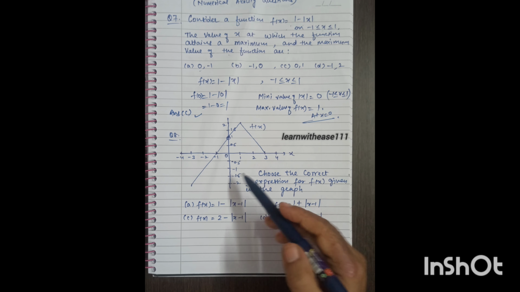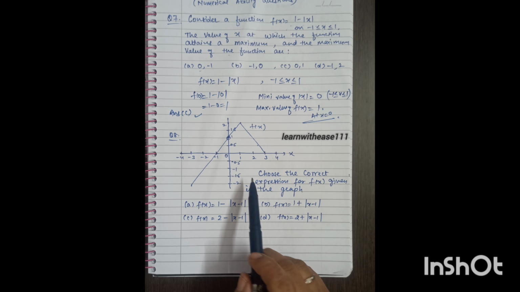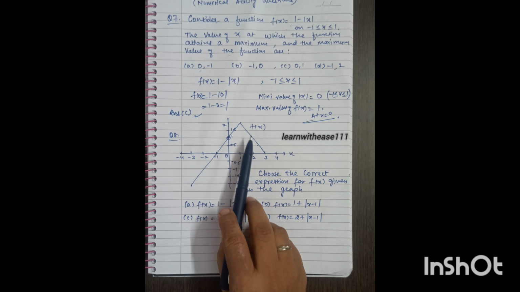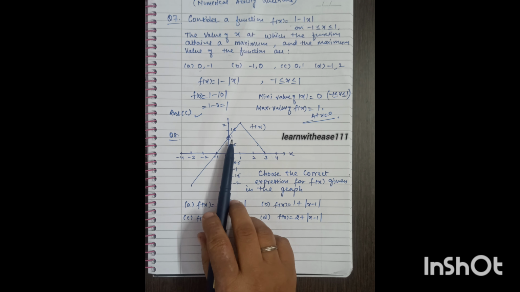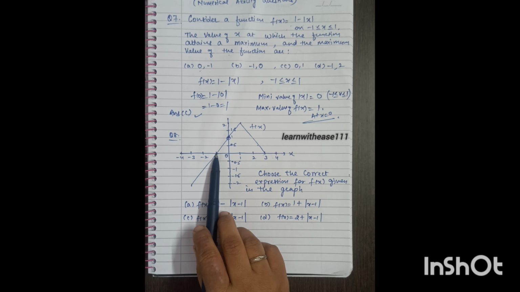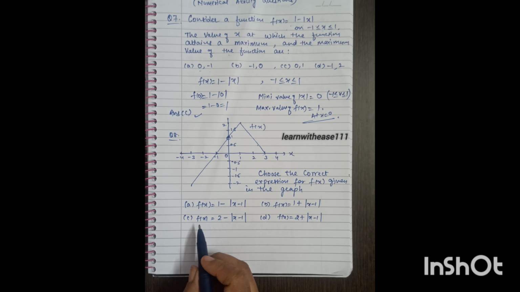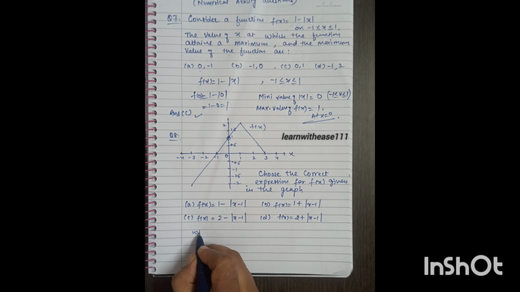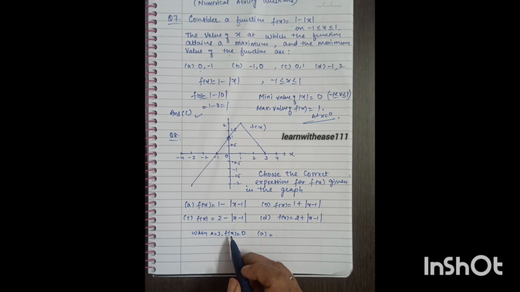In the next question, the graph of a function is given and we need to check from the options for which function this is the graph. So the easiest way to check is that f(x) is 0 on the x-axis, and when x is equal to 3 and x is equal to −1, f(x) is going to be 0. So we'll substitute x = 3 in all 4 options and check where f(x) is 0.